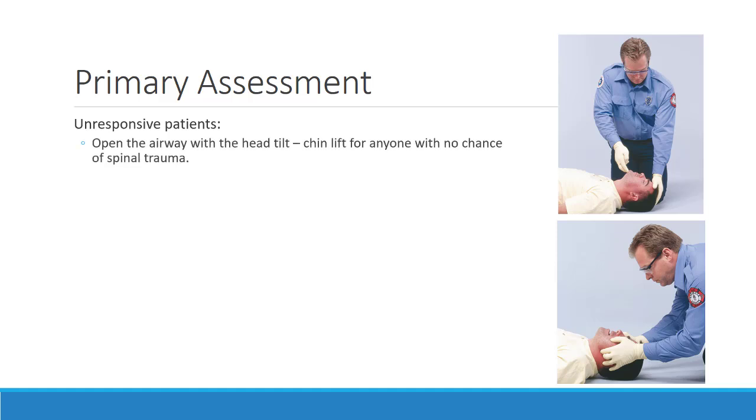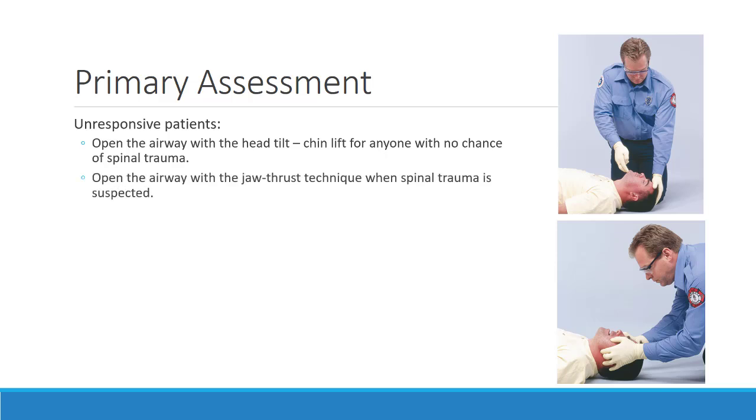So what about unresponsive patients? With unresponsive patients who have a pulse and are breathing, it's important to open the airway with the head tilt chin lift for anyone with no chance of spinal trauma. This is shown in the picture on the top with one hand on the forehead, one hand on the bony part of the chin, and we extend the head to open the airway. This lifts the tongue off the back of the airway that can block the airway.